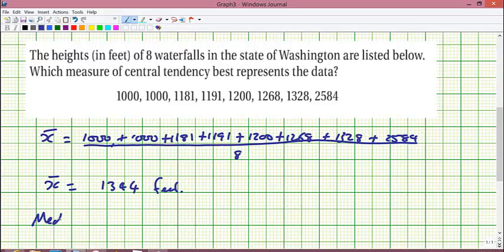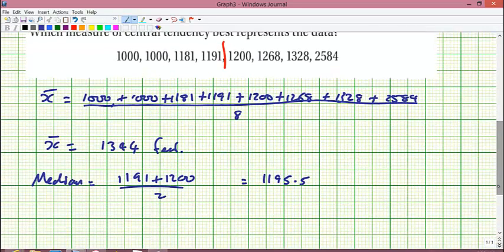The median, and we just use the word median, is the central value. The numbers are already written in order, so our median value is in between those 2 points there, in between 1191 and 1200, and in fact it is the mean of those two values. So it's 1191 plus 1200 divided by 2, which gives us 1195.5 feet. And then the mode is the commonest value. We go back to our data set. Only one value occurs more than once, and so that would be our mode.